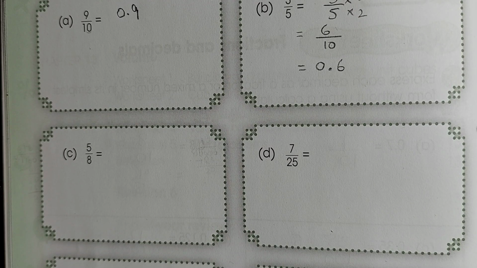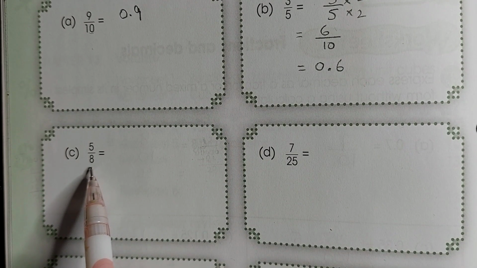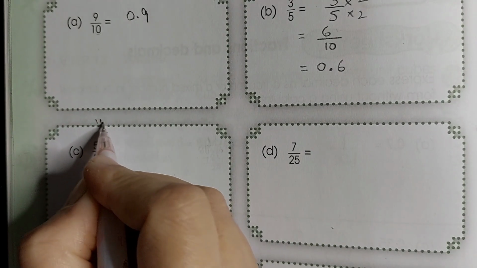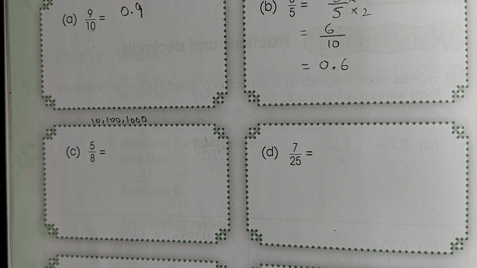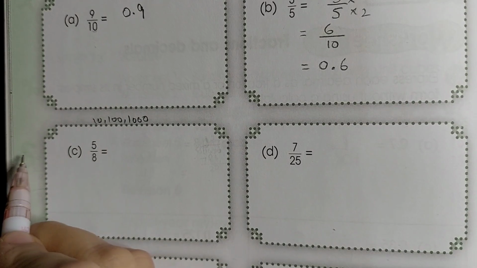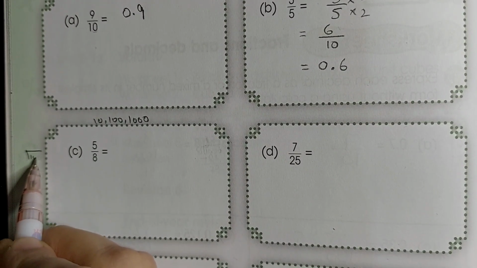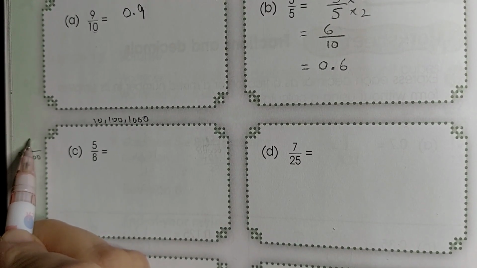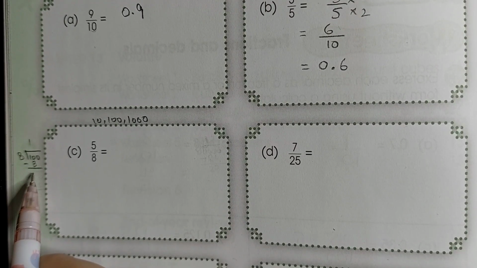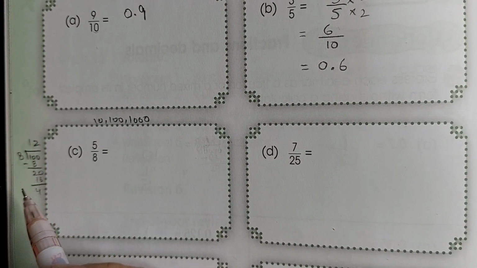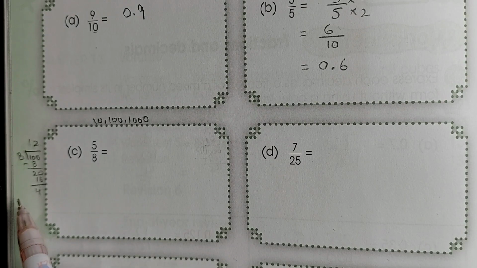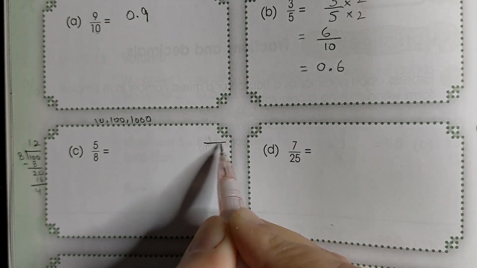Okay, now we will start part C, that is 5 upon 8. First of all, we have to change this denominator 8 into a multiple of 10, either 10, 100 or 1000. So what we have to check? We know we can't change 8 into 10. So we will try for 100. We will put 100 inside and 8 outside. 8 ones are 8, minus, 2, 0. 8 twos are 16. 4, no. 100 is not completely divisible by 8. So this is not possible. So we will go for 1000.